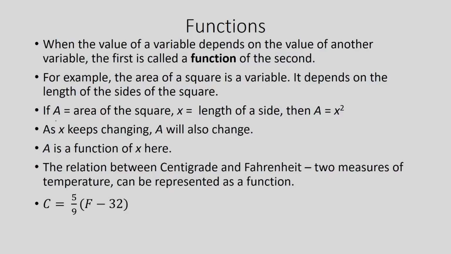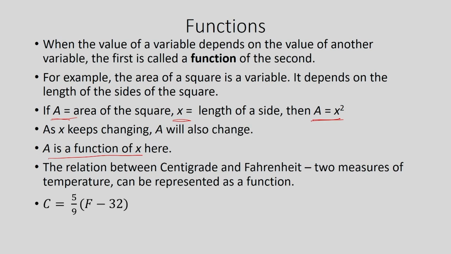So, suppose capital A is the area of any square and x is the length of a side of that square, then what we know is that A is equal to x squared, right. So, as x goes on changing, as the side of a square goes on, let us say, rising, then A will go on rising. Okay. And if x declines, then A will also decline. So, in this case we have a function where A is a function of x.